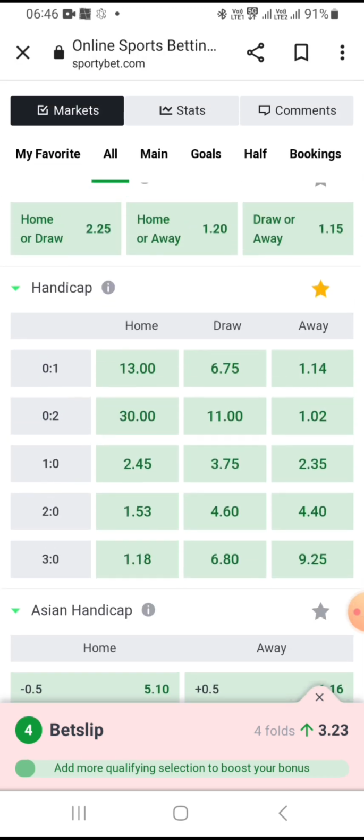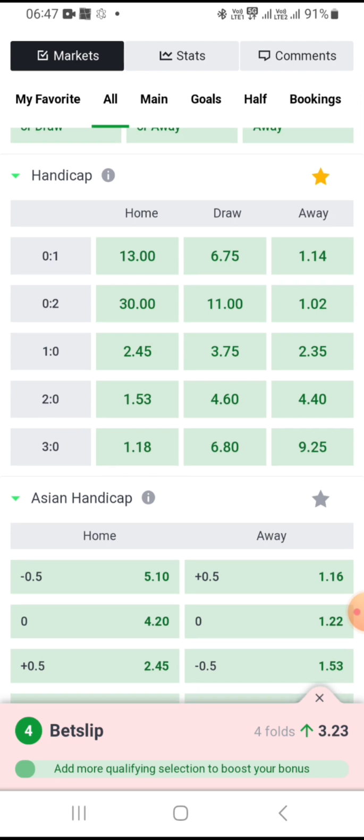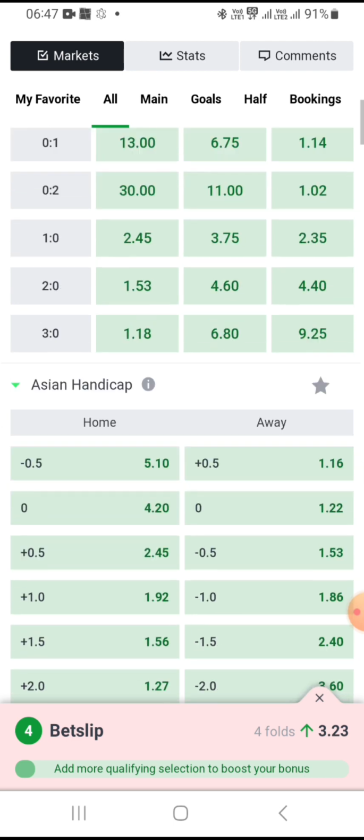now draw. This is the draw. You don't normally play this draw. In the middle, you concentrate on the home or away.